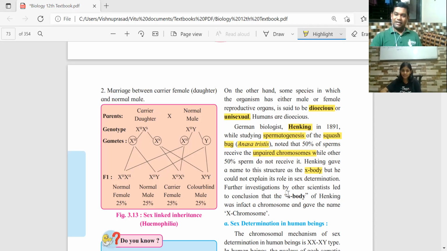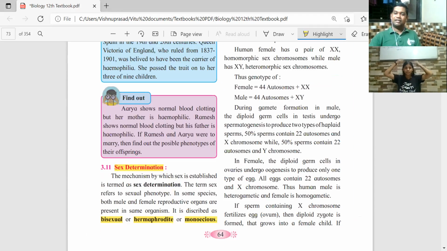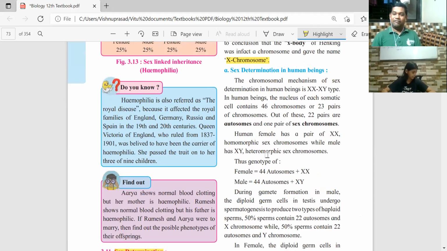Later on, by other scientists, when this X body was analyzed, Henking realized that it was nothing but an X chromosome. Then it was understood that the X chromosome plays a very important role in sex determination. It was realized that every organism does not follow the same pattern of sex determination. It is different for different organisms. First, let us look at how sex determination takes place in human beings.